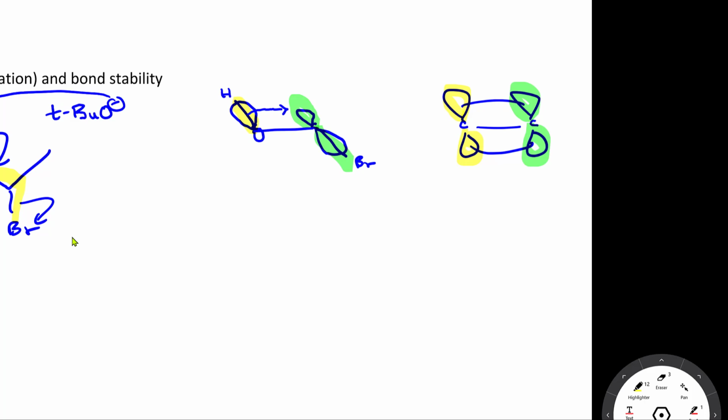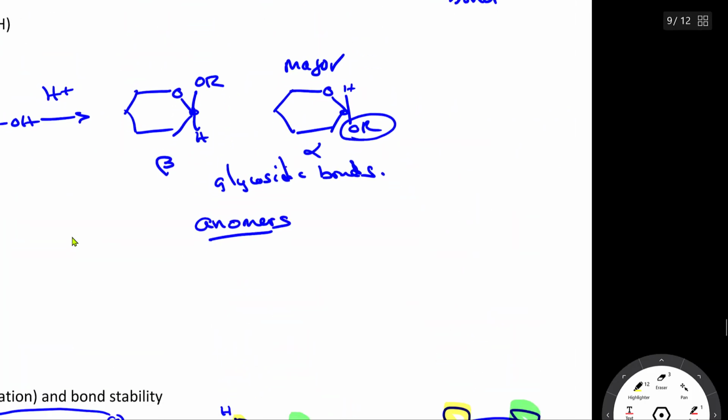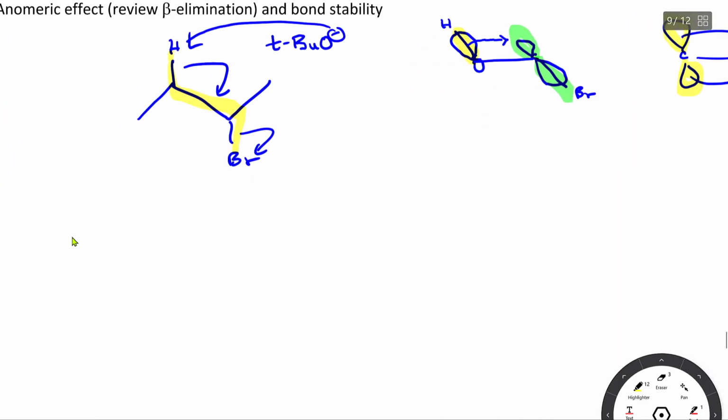So with that in mind, we can talk about why the anomeric effect makes the alpha form the major product and the beta form the minor product.